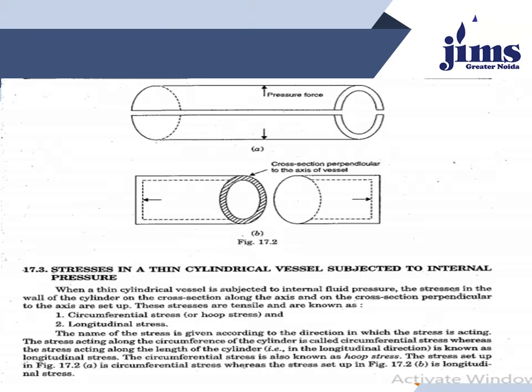These stresses are tensile and are of two types. The first one is circumferential stress, also known as hoop stress, and the second one is longitudinal stress. The name of the stress is given according to the direction in which it is acting. The stress acting along the circumference of the cylinder is called the circumferential stress, whereas the stress acting along the length of the cylinder is known as longitudinal stress. The stress set up in 17.2a is the circumferential stress, whereas the stress set up in 17.2b is the longitudinal stress.